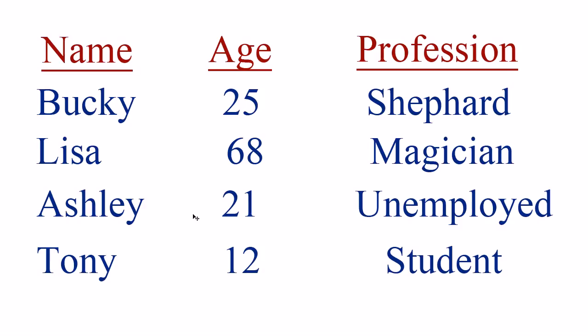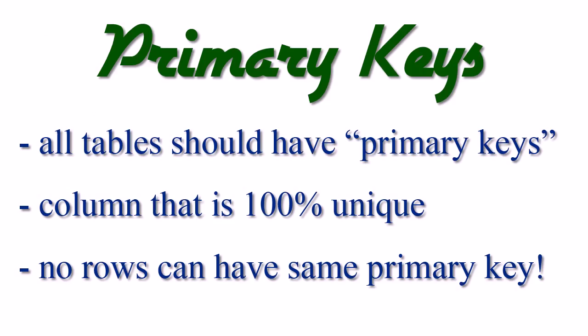Probably 5,000, I'm guessing. Well, this isn't a really effective way to make a table because you can have a lot of duplicate entries. You can even have Ashley that's 21 and unemployed. There are probably a couple hundred of those. So instead of just making a table like this, what you need to use is a primary key. Now remember this, whenever you make a table in a database, you need to have a primary key, and that is a column that's guaranteed to be 100% unique. So basically, no entries or no rows can have the same primary key.